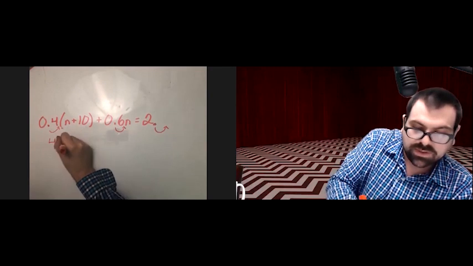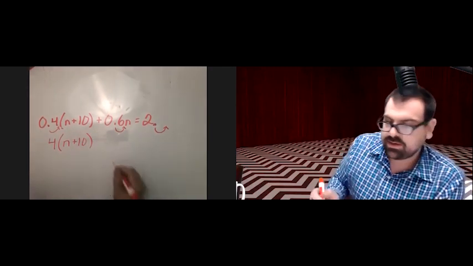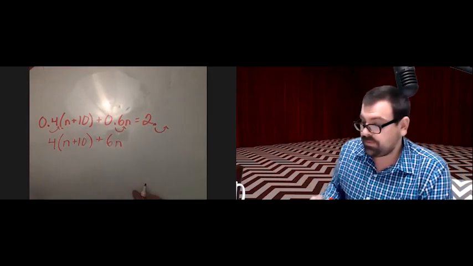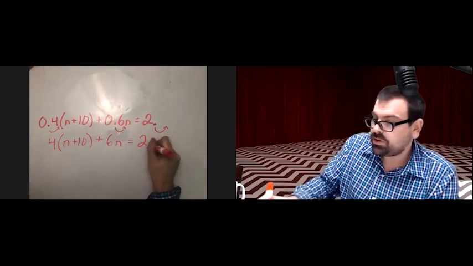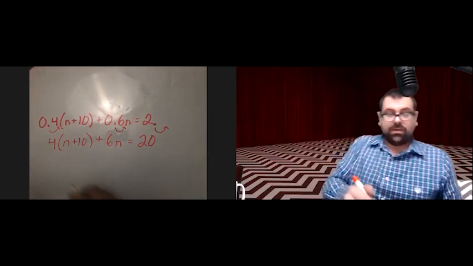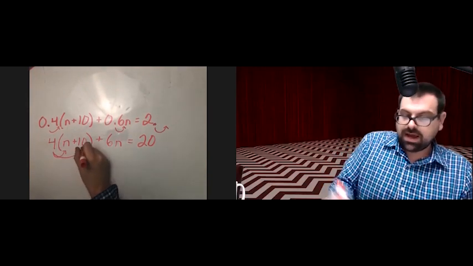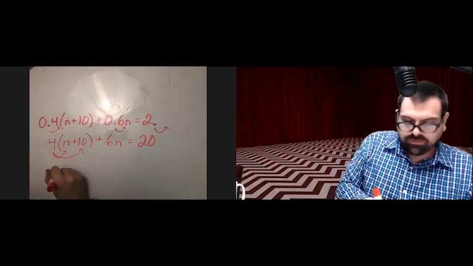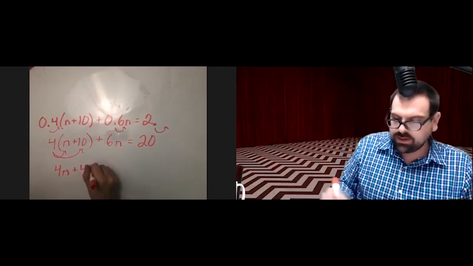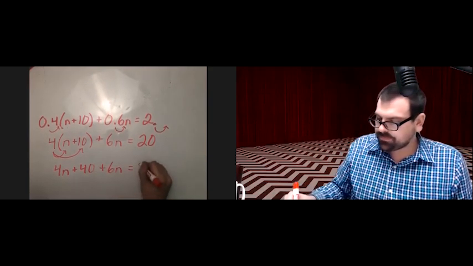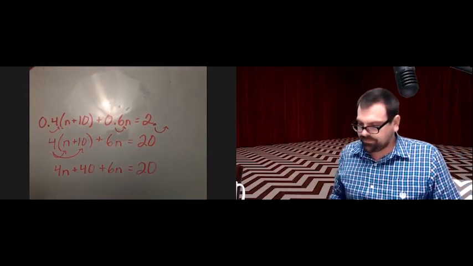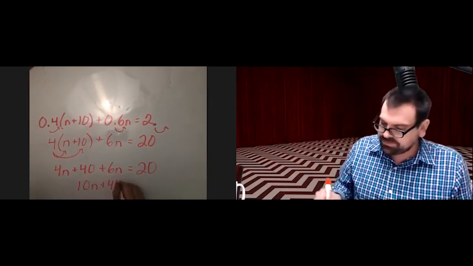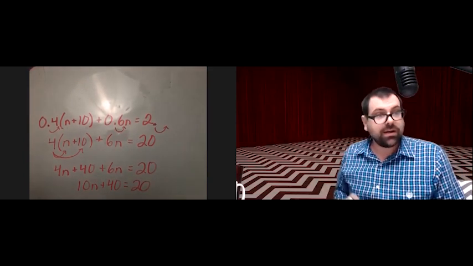4 times the quantity n plus 10, plus 6n, equals 20. Now we can distribute. Look at that. The decimals are all gone because of our trick. 4n plus 40 plus 6n equals 20. Combine like terms. 10n plus 40 equals 20.